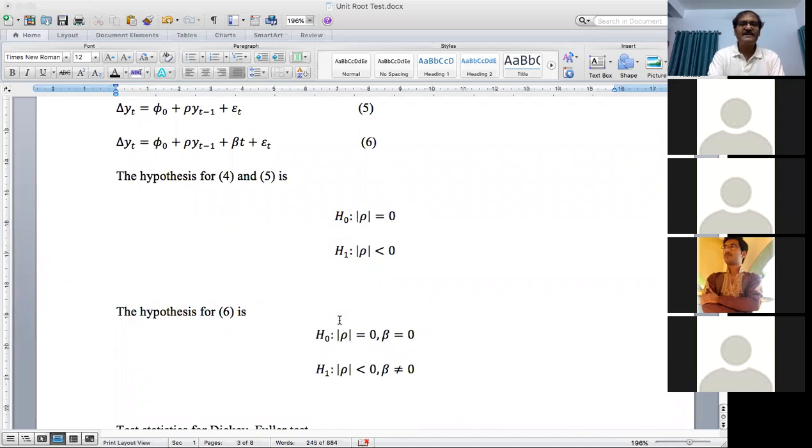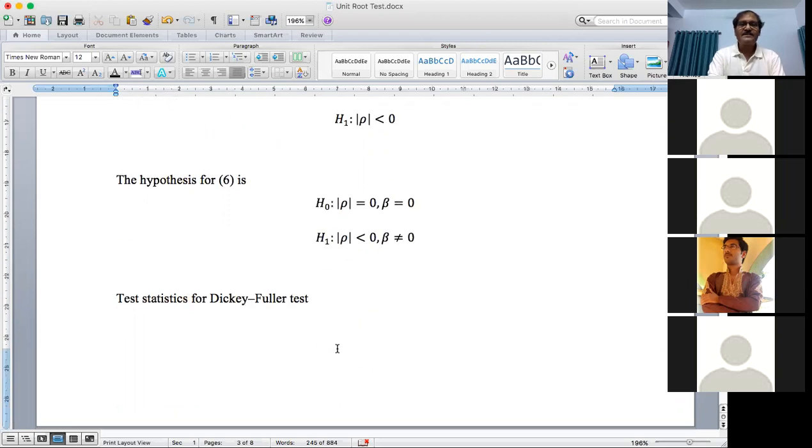Similarly, for the third specification, that is equation 6, now the hypothesis will change in this way: rho equal to 0, beta equal to 0. It indicates the presence of unit root without deterministic trend. And the alternative, rho less than 0, beta not equal to 0. That is without unit root but presence of deterministic trend. That is the first case, non-stationarity with unit root, the second case, non-stationary without unit root. So this is the basic hypothesis used in the Dickey-Fuller test.